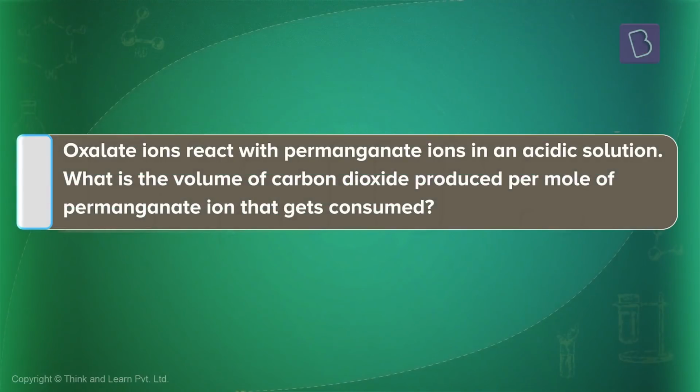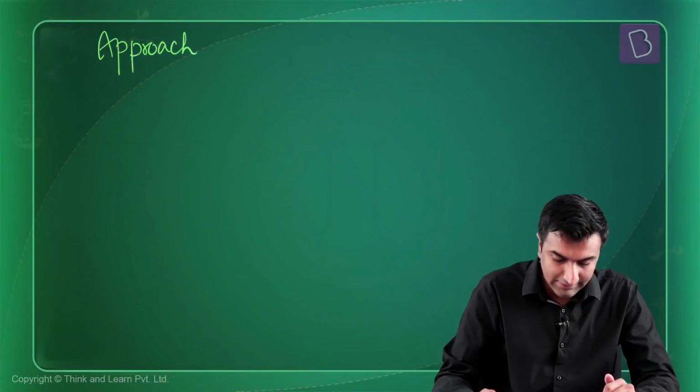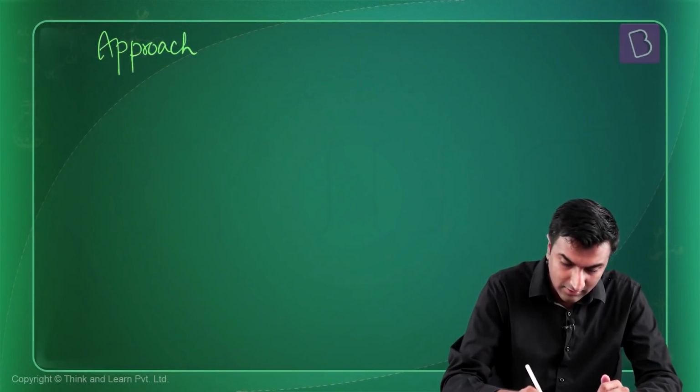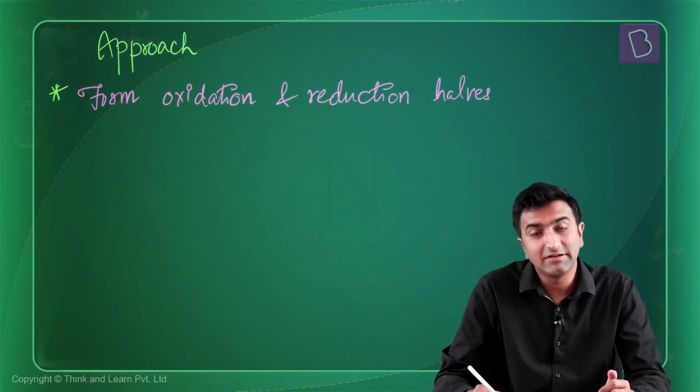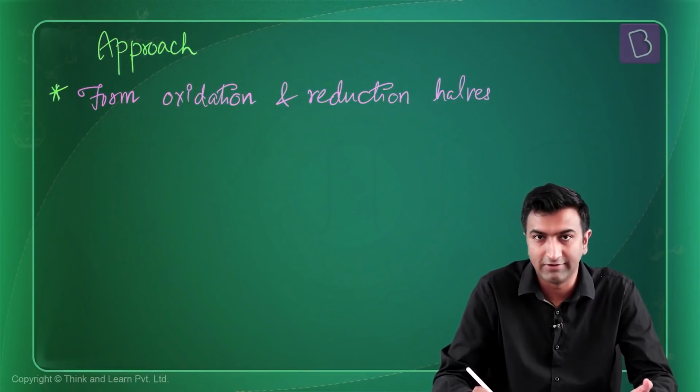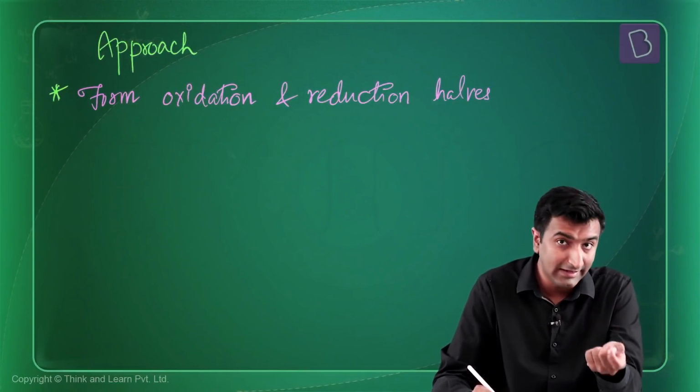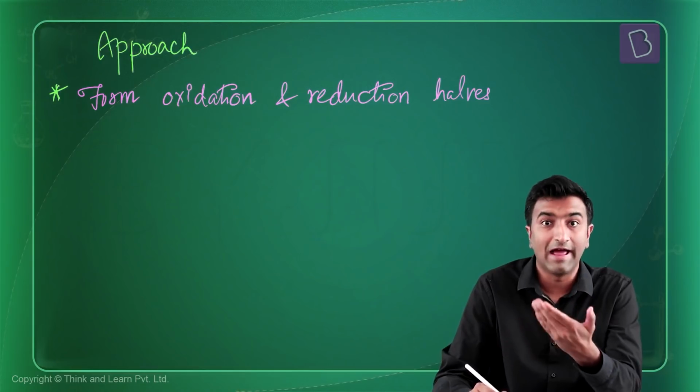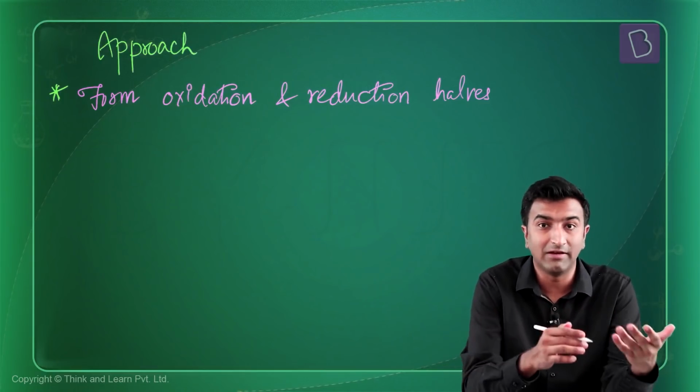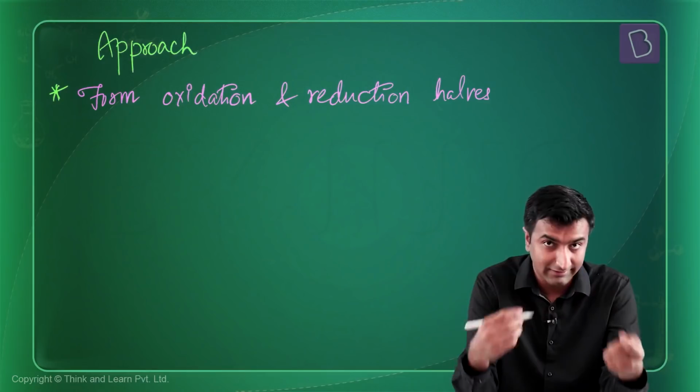This question expects a numerical input as the answer. We are given that oxalate ions react with permanganate ions, MnO4-, and we're asked to find out the volume of CO2 released per mole of permanganate ions that are consumed. The deal is that there are oxidation reduction reactions that are going to happen. It's a redox reaction. The reason why we're doing this in D block is because you need to know what happens to MnO4- in the acidic medium, what products are formed. That's covered in the D block elements.